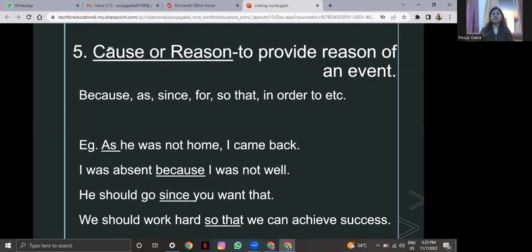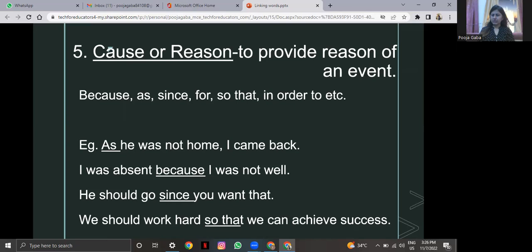See the examples. As he was not home, I came back. So here it is providing a reason. Why did I come back? Because he was not at home. I was absent because I was not well. So why was I absent? It is giving a reason: because I was not well.